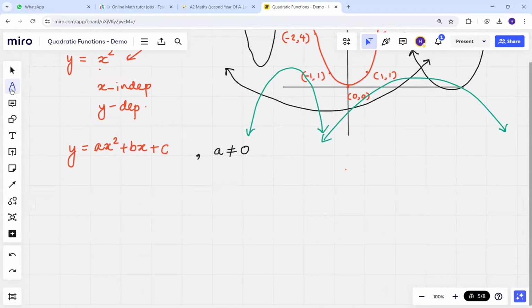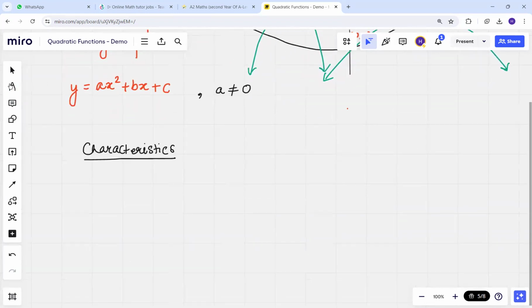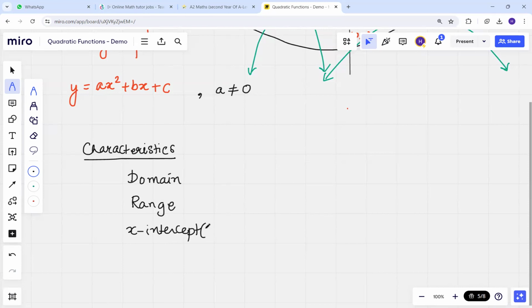Okay. So what are the different characteristics of a quadratic function? The typical characteristics that we look for in any function are its domain and range, the x-intercepts, and the y-intercept. It is the y-intercept, not intercepts, because there can only be one y-intercept for any function, while there could be multiple x-intercepts.